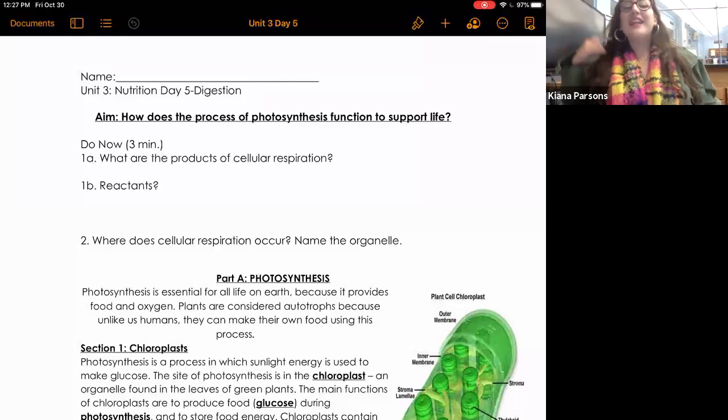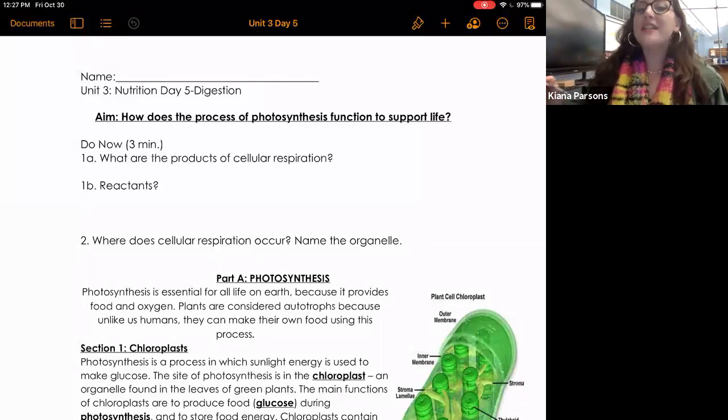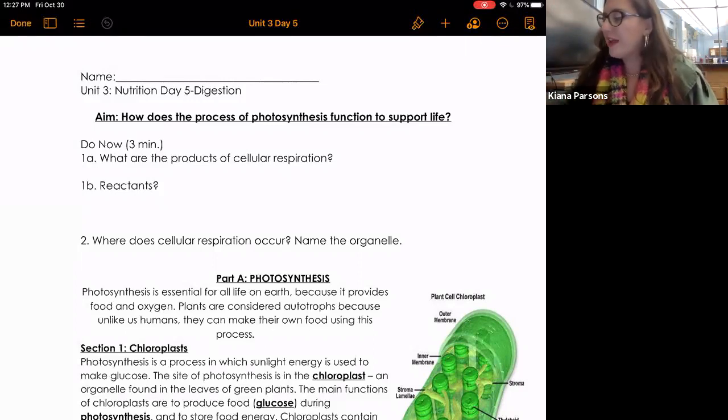Let's get started. All right, so we're looking at Unit 3, Day 5. And today's aim is how does the process of photosynthesis function to support life?